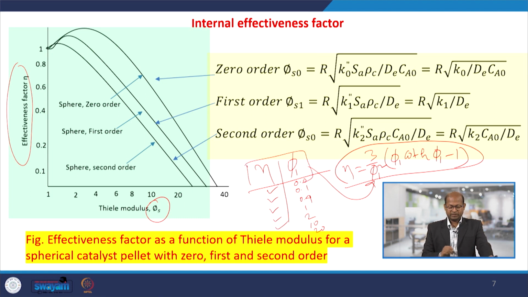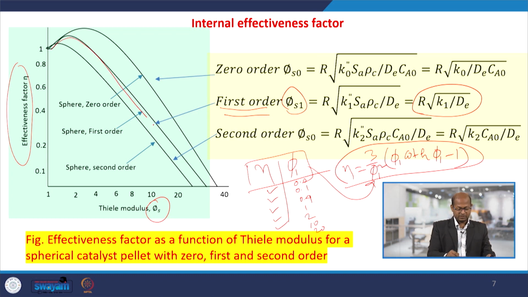So, if we plot them for, let us say, first order reactions, which we have considered from the beginning, then the Thiele modulus for first order reactions would be this, and the nature of the effectiveness factor versus Thiele modulus would be like this. Okay. These curves we will get for first order reactions. So, here the maximum effectiveness factor would be 1. Okay.